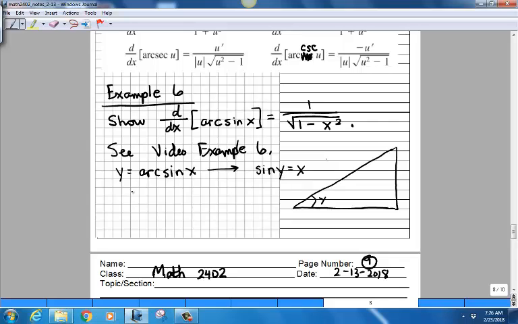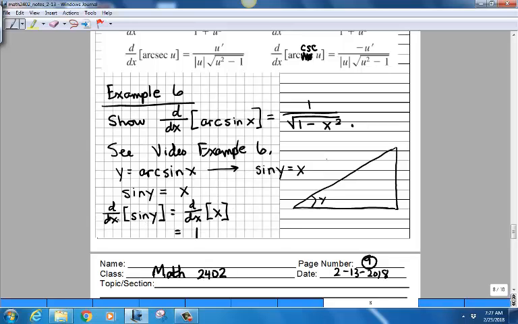Let me show you how. What I'm going to do is take the derivative of both sides of this equation with respect to x. Let me write that out. So I'm going to take the derivative with respect to x of sine of y, and also the derivative with respect to x of x itself. Well, the derivative with respect to x of x is simple. That's just going to be equal to 1.